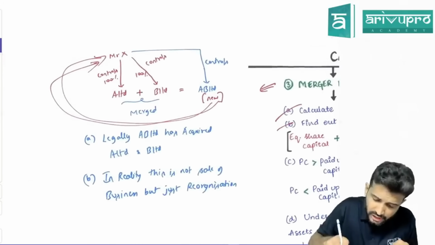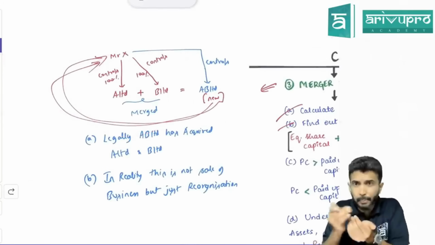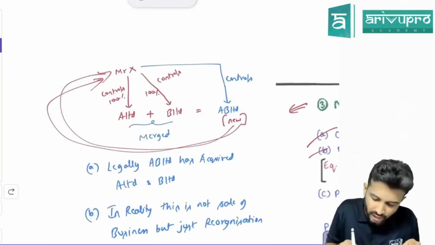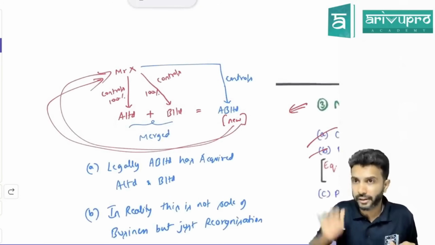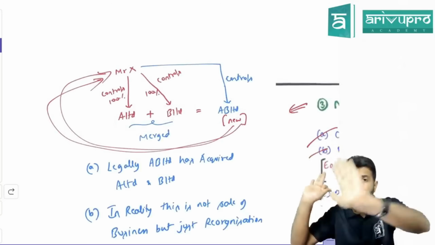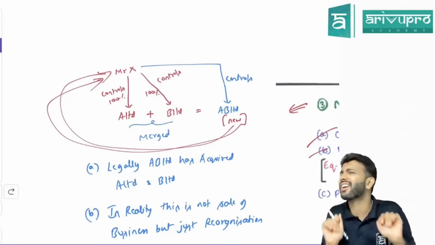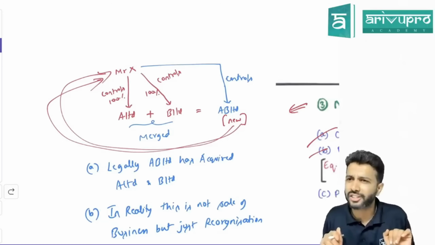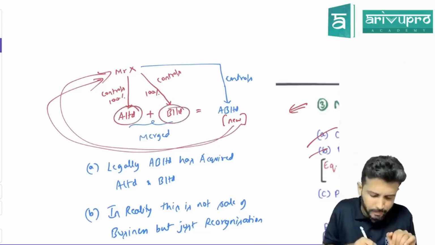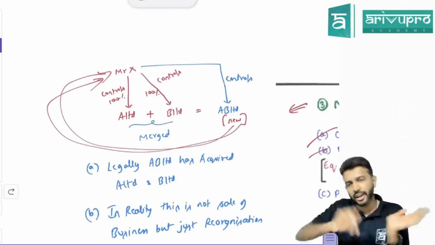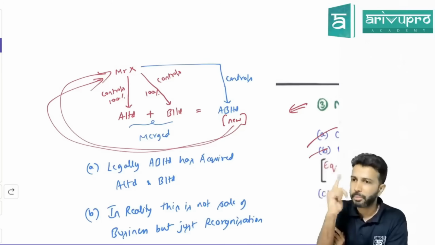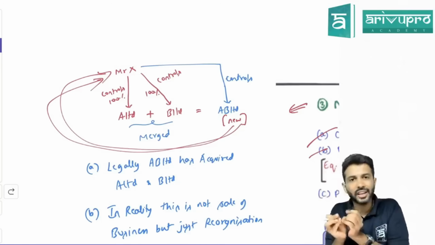Now you think logically, the legal papers may say AB Limited has acquired A Limited and B Limited. That's what papers will say. But in reality, is it really a business sale or just a reorganization? It's just a reorganization. Whatever data A Limited and B Limited had in two different companies, now it has come in one new company. That's all. So is this really a sale of business?